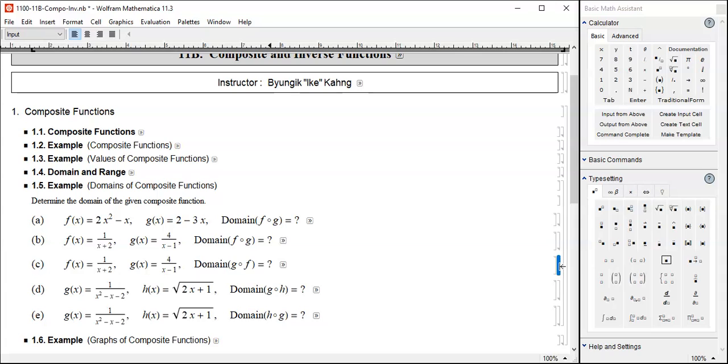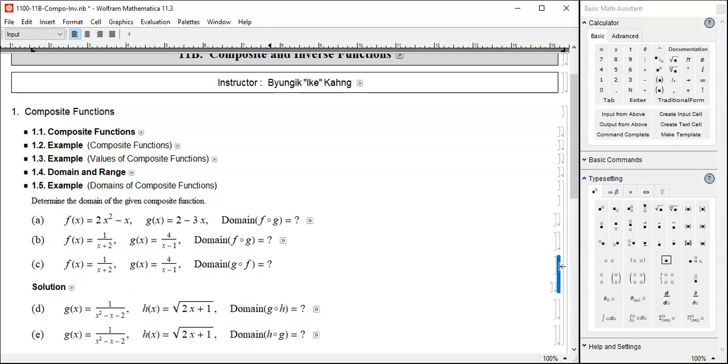Okay, we went through a trivial problem and then a bit tricky problem. So all right, we have 3 more. Can you do those on your own? At least try. Okay, how about problem C? Let's find out the domain of f circle g.